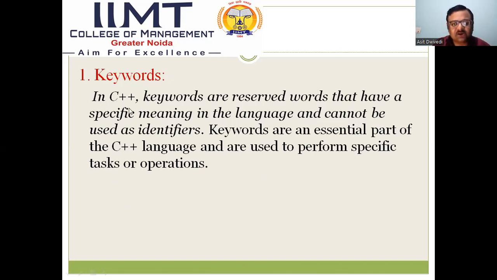In C++, keywords are reserved words that have a specific meaning in the language and cannot be used as identifiers. Keywords are an essential part of the C++ language and are used to perform specific tasks or operations.